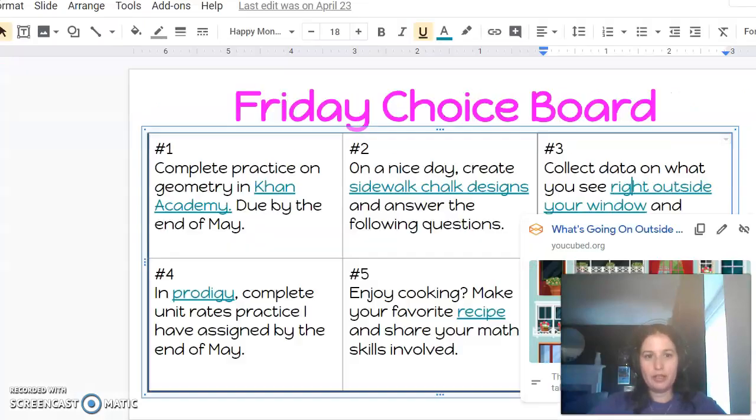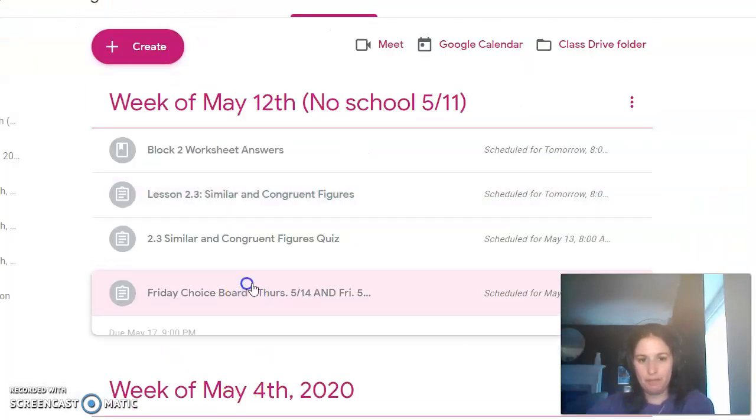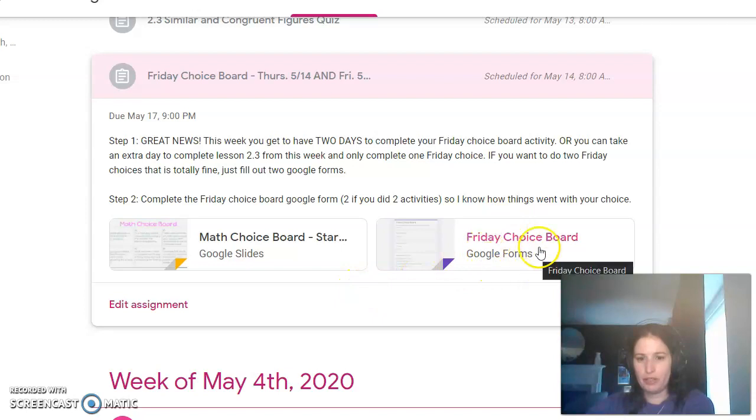For the Friday choice board as well, one thing I'm running into is please make sure you are filling out the Friday Choice Board Google form. Okay, so that is next week.